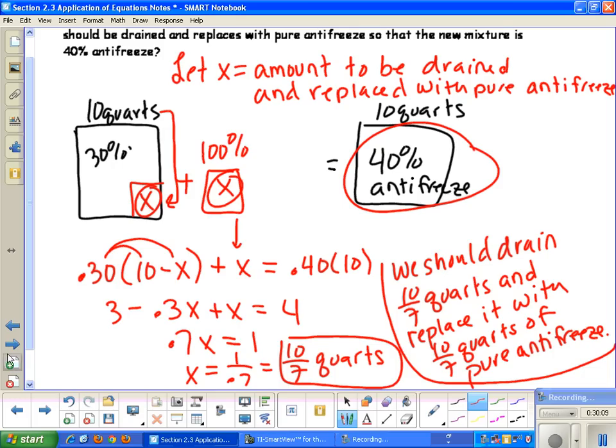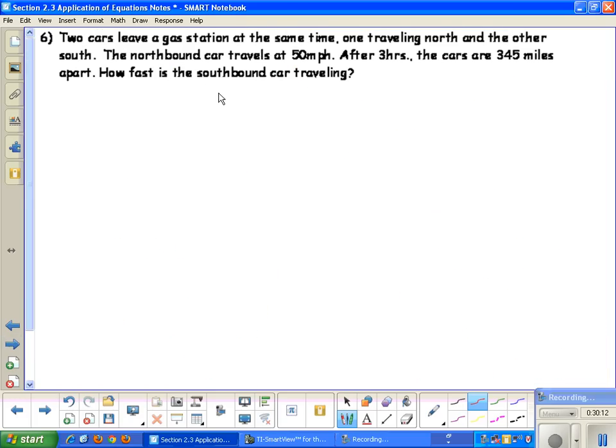The last problem that we have right here, we can just go ahead and do in class, or you can do it on your own. It's not that difficult of a problem. And we're going to do more application word problems together in class, so make sure you bring all this with you.